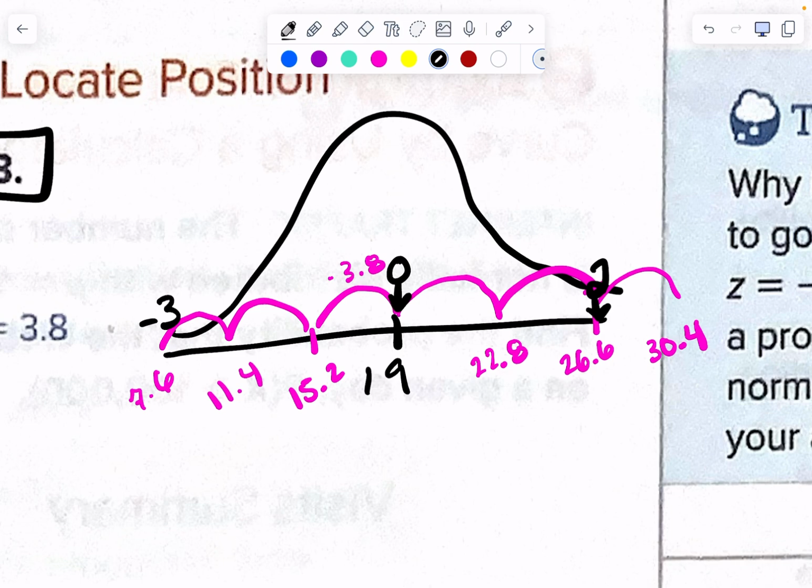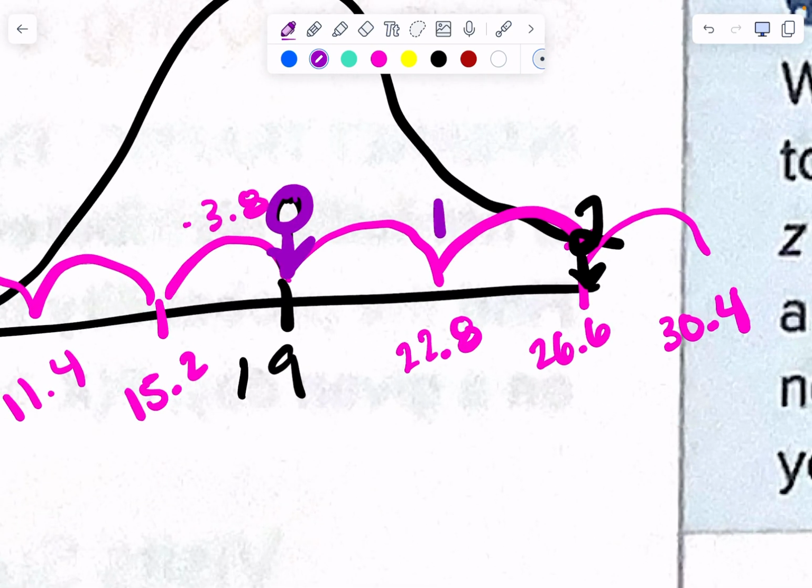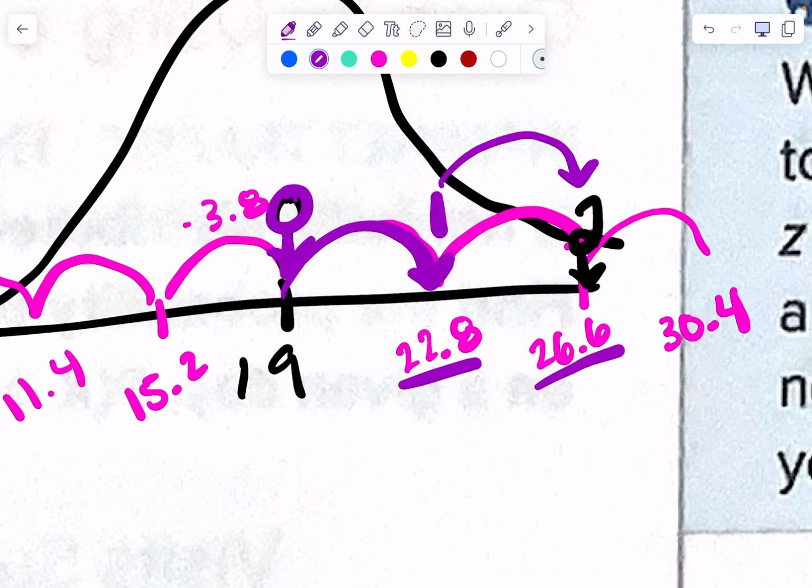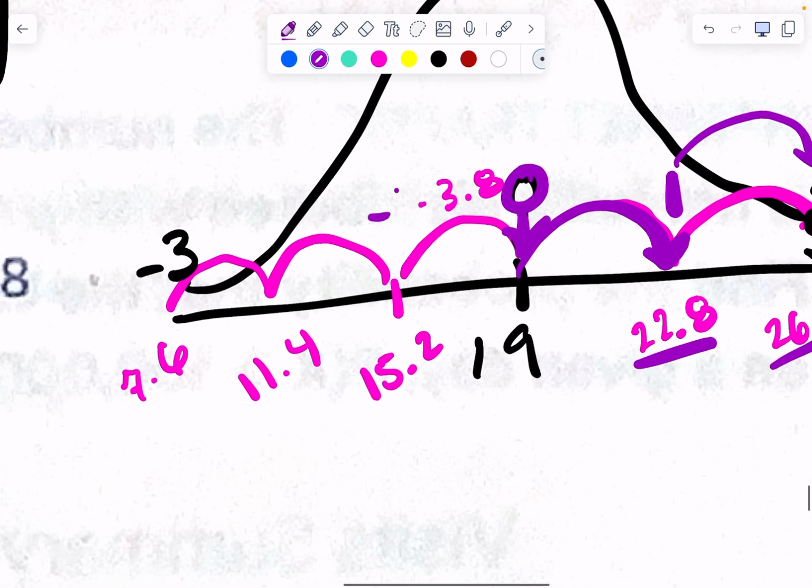But here's the problem. 0 represents average. That means I'm on average. If I have a z-score of 1, that just means I'm 1 standard deviation above the average, so I am at a 22.8. If I have a z-score of 2, I'm at 26.6. If I have a z-score of 3, I'm at 30.4. If I have a z-score of -1, I'm 1 standard deviation below average, so I'm at a 15.2. This would be a -2.